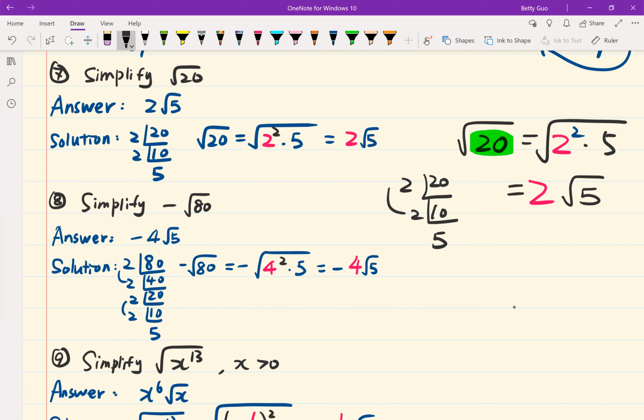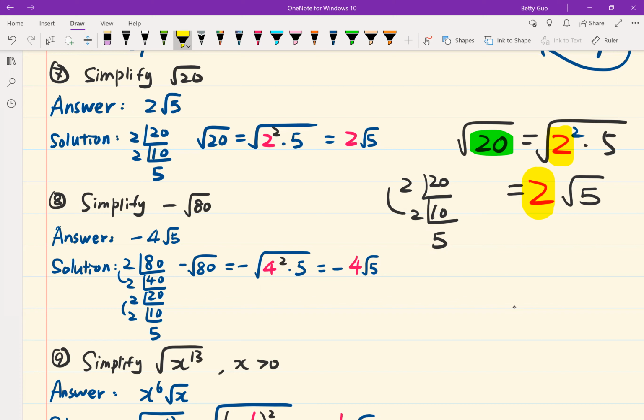Does that make any sense? That's how we simplify square root of 20. We write 20 as 2 squared times 5, because the base 2 in red has a square on its shoulder. The square cancels the square root. 2 could be released outside the radical, right?